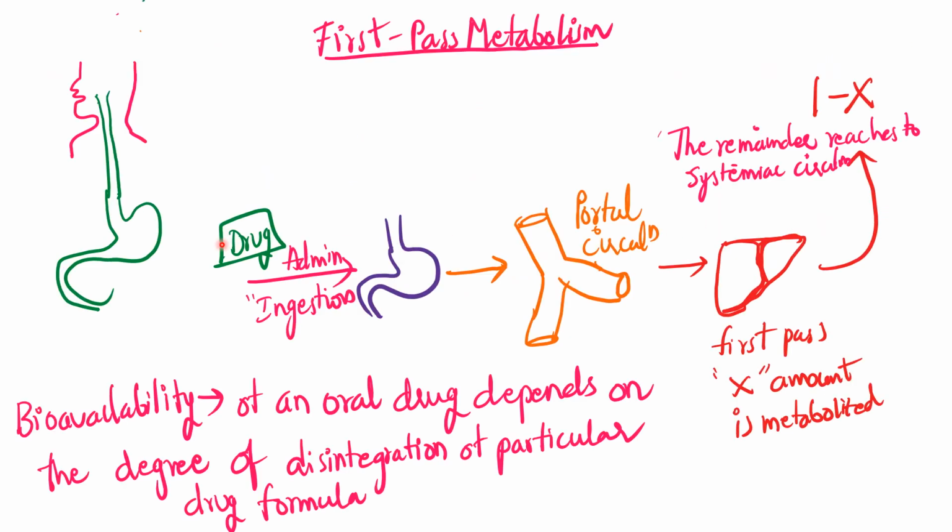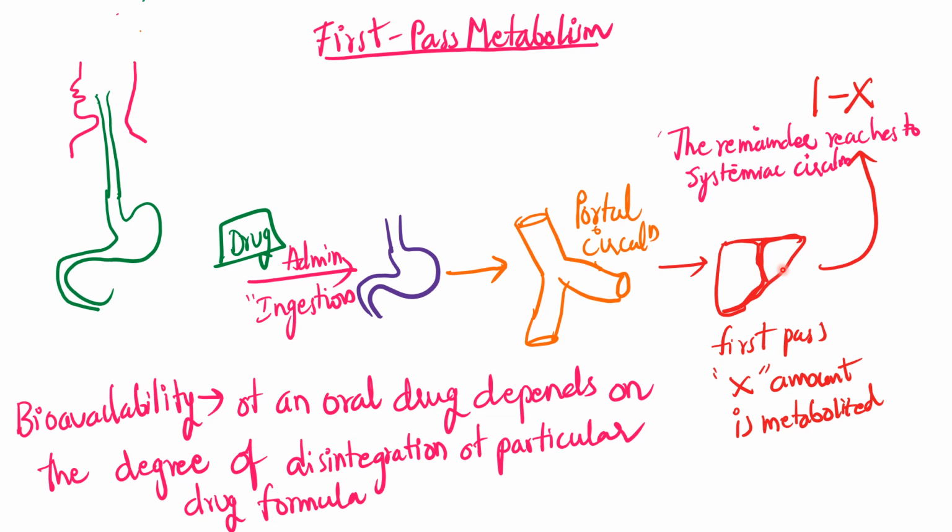Before understanding bioavailability, we should know what exactly first pass metabolism is. When you take a drug orally, it reaches the stomach. From the stomach, it reaches the small intestine. From the small intestine, through the portal vein, it reaches the liver. In the liver, for example, X amount is metabolized by enzymes called cytochrome P450. It metabolizes drugs.